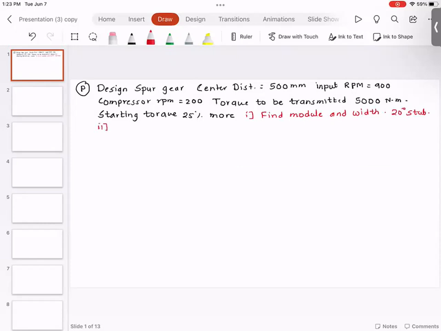Second, find number of teeth, pitch circle diameter, and the last but not least, design shaft.